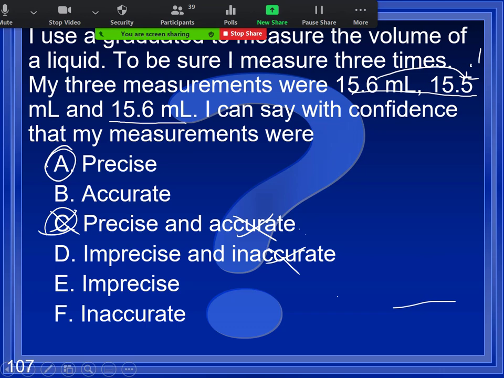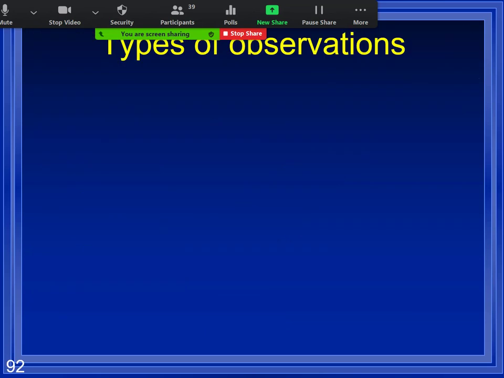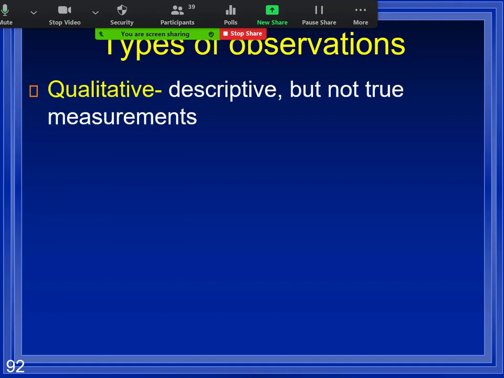Okay, so we got the numbers we're going to deal with, the measurement. How are we going to get that measurement? The way you're going to get the measurement is you're going to observe stuff. And there's two types of observations, qualitative and quantitative.